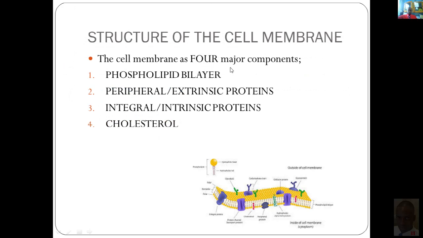So the structure of the cell membrane has mainly four major components. First one, the phospholipid bilayer. We have peripheral or extrinsic proteins. We have integral proteins, and we could call them intrinsic proteins. And that very important molecule down there, we call it cholesterol. So we have four major structures, and we'll be looking at them individually now.